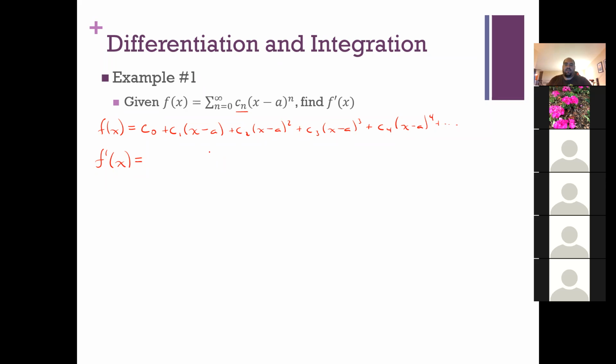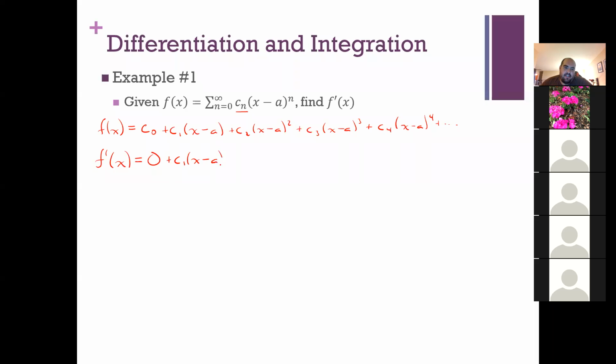What's going to happen to that C sub 0? It's just going to be 0. Yeah, the first term is just going to be 0. Second term, the first derivative of x here is going to be 1. So this is just going to be plus C1.